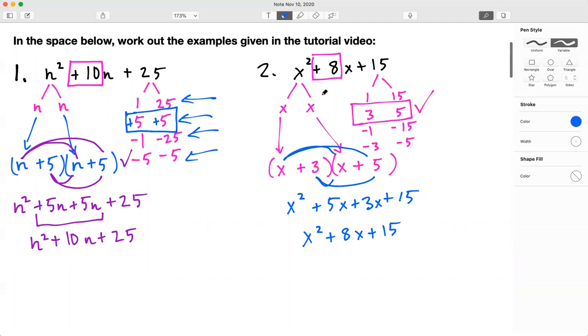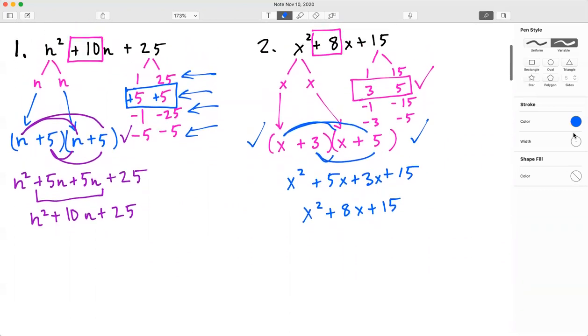And is that what we started with? It is indeed. So this is the correct answer right there. Checking your answer is really great. Plus getting this extra practice here is very important.